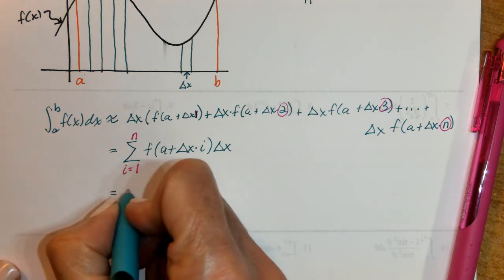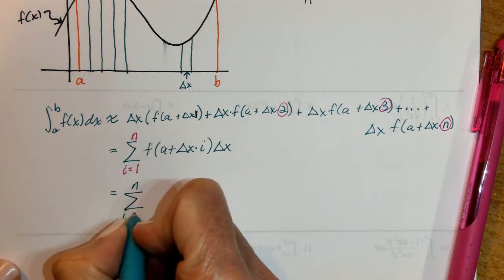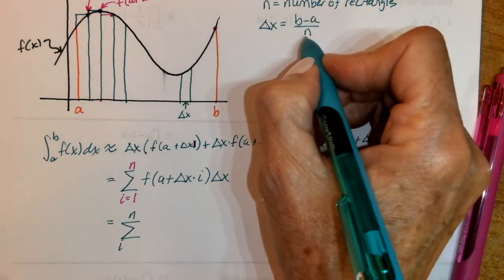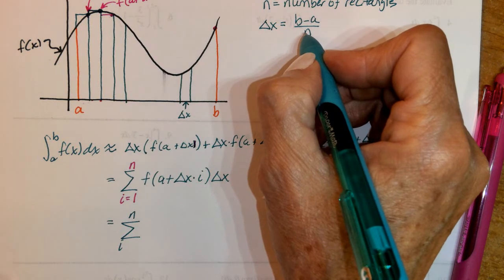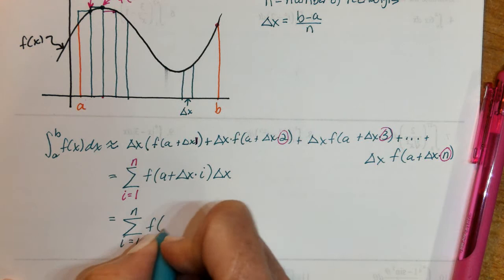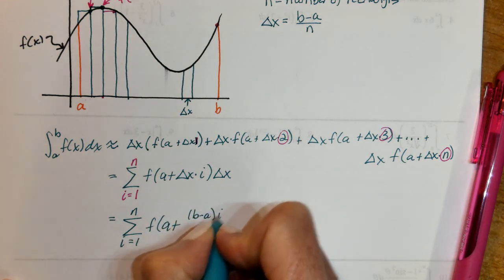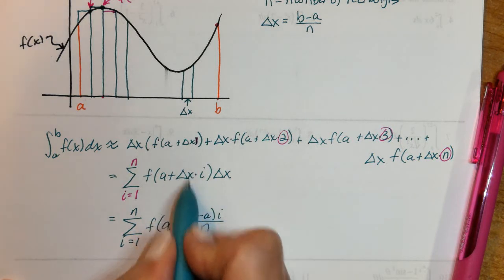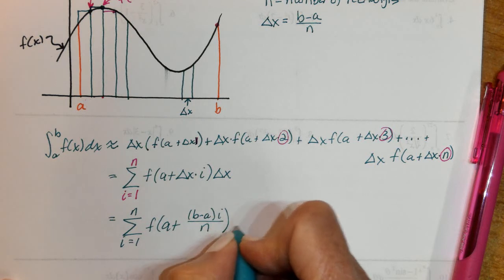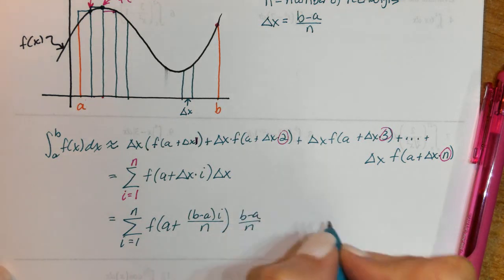And I could write that as, I'm just going to write it like that. I could change delta x and write it as this, b minus a over n. Should I do that? Maybe I should do that. f of a plus b minus a times i over n. So I'm just replacing delta x with b minus a over n. And then b minus a over n is delta x.